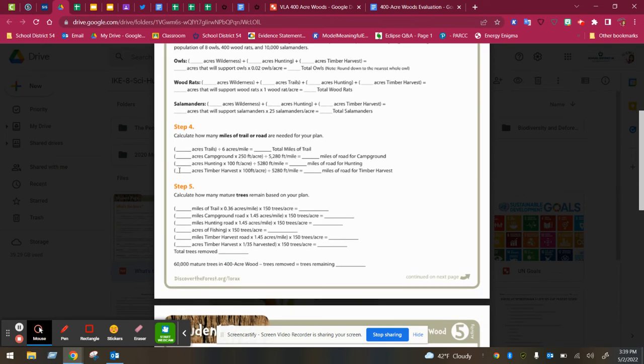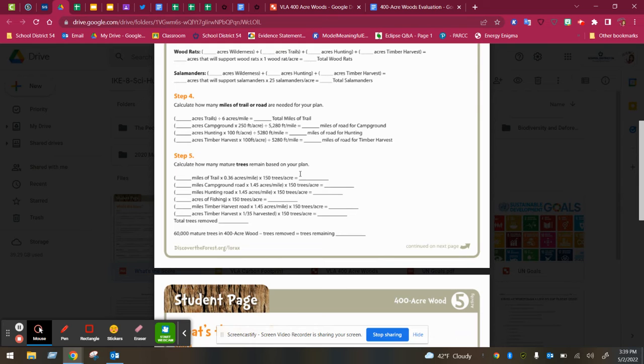Okay. So you have 6 different calculations. Once you get all 6 of those calculations, you're just going to add them together to figure out your total trees removed. And then we started with 60,000 mature trees in the 400 acre woods. So you're going to take 60,000 minus however many trees you removed to get your trees remaining.